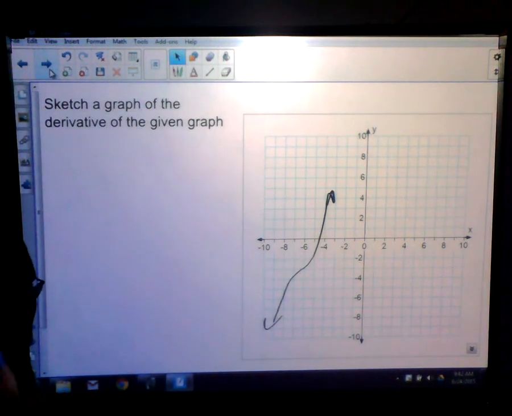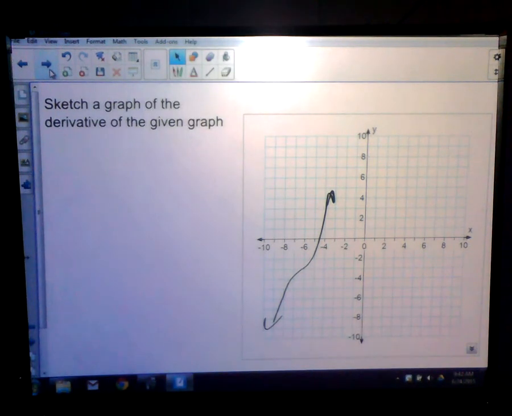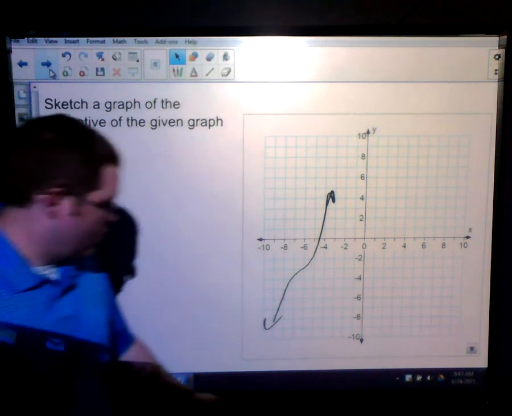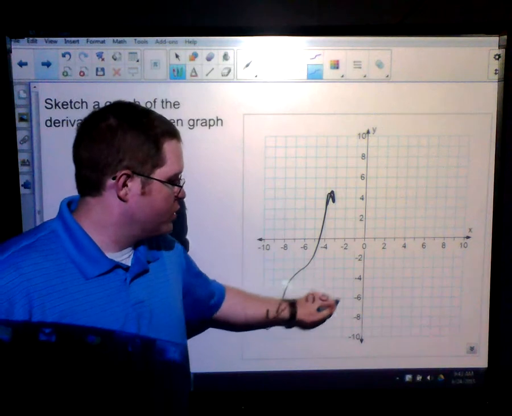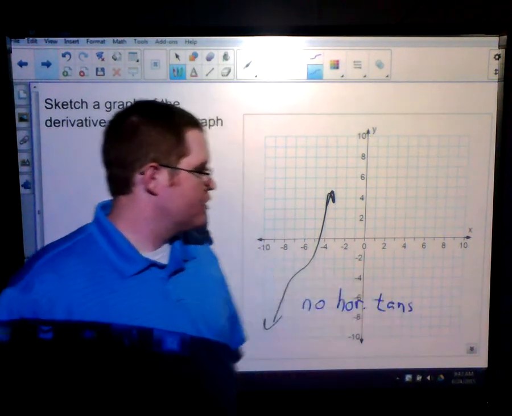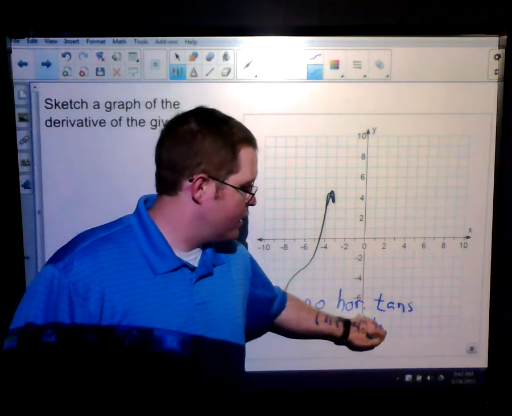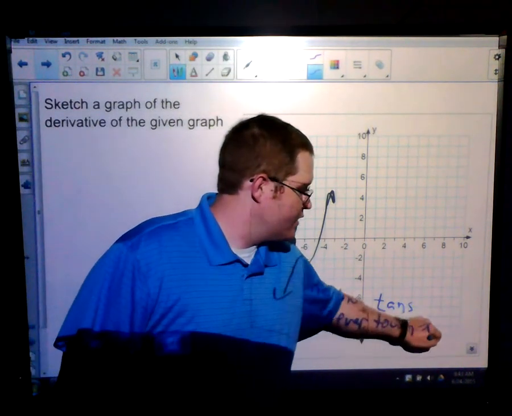Let's take a look at this one. This is a difficult one. What is this? Well, it's a cubic, but it doesn't go down. In fact, there are no horizontal tangents. So it will never touch the x-axis.